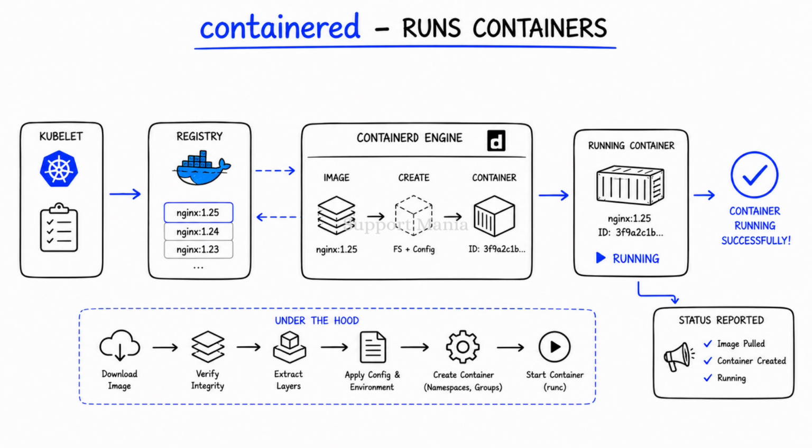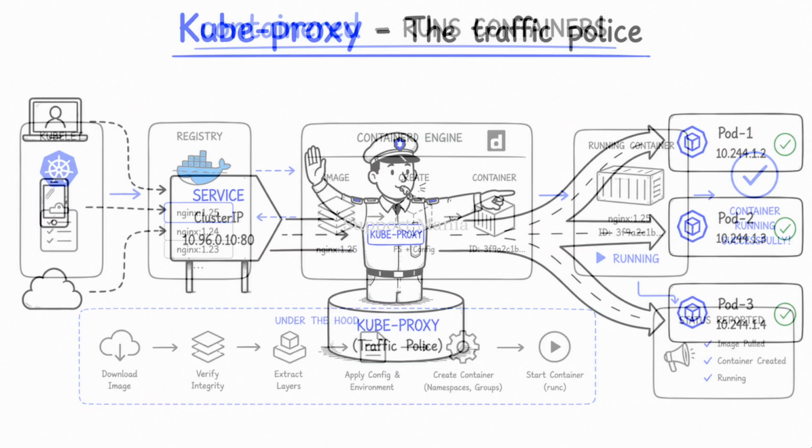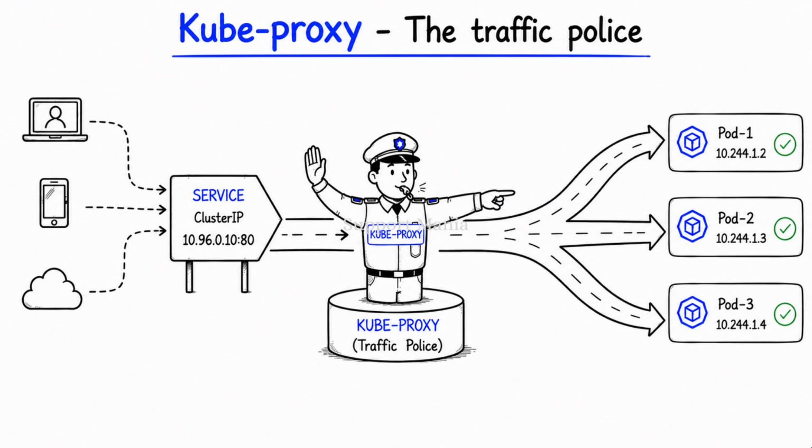Remember earlier? Kubernetes itself never runs containers. Container runtime does. kubectl. Now imagine hundreds of pods. How does traffic reach the correct one? kubectl maintains networking rules, load balances requests, keeps services working. Think of a traffic police officer directing cars.